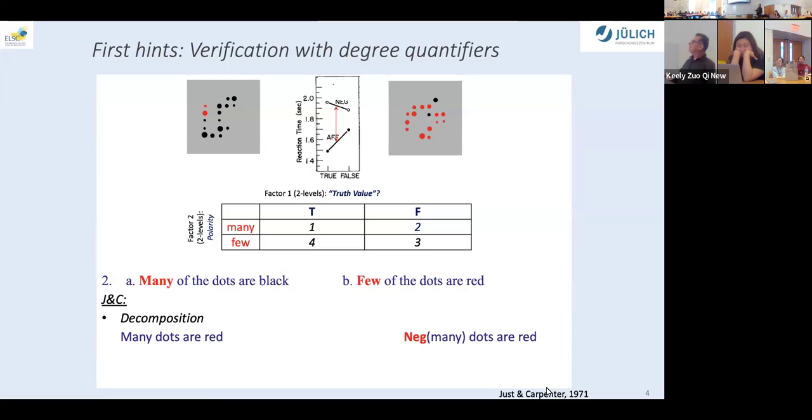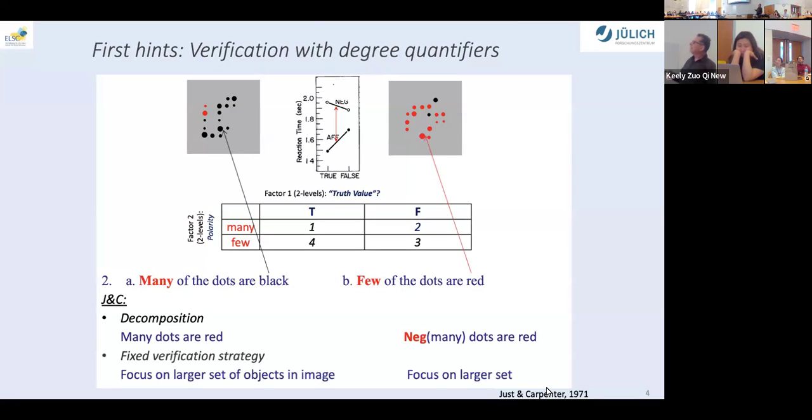And then the question is, why do you get the interaction? The claim here is there's some kind of a processing strategy, a verification strategy that says you should always go to the bigger set of dots. And then if you want to see if the bigger set of dots is the one over which the predicate holds, sometimes you have to shift to the other set. That's the idea. It's not the best explanation on earth.